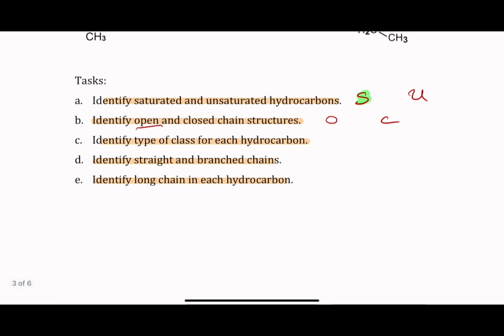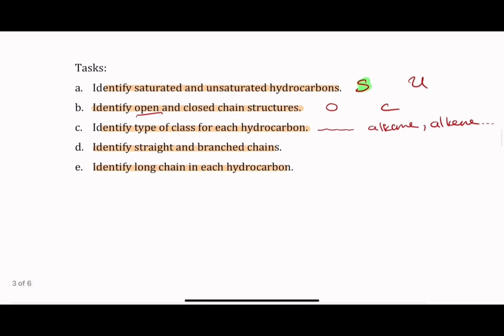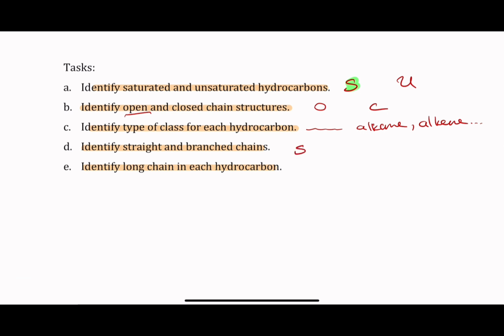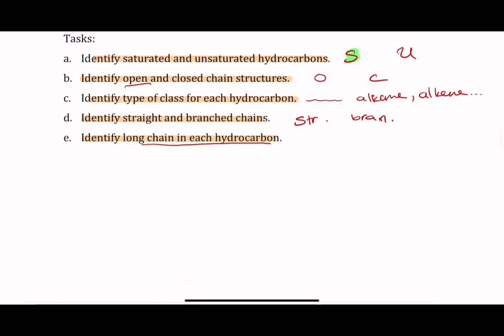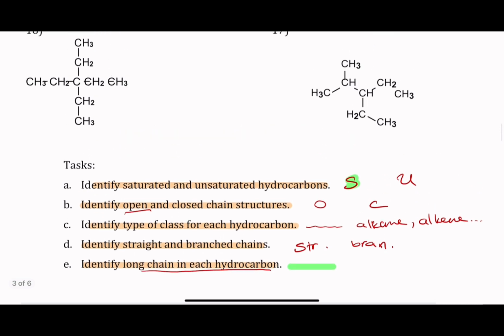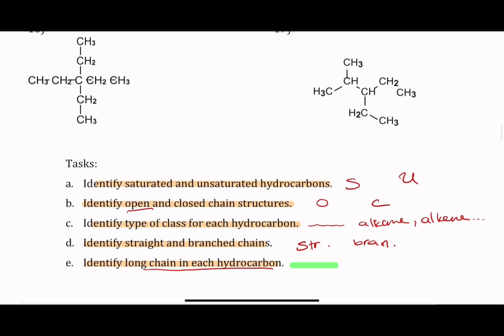Identify the type of class for each hydrocarbon. So we're going to write the name, like alkane, and so on. And then for straight and branched, we're just going to write straight, and we'll say branched if it's branched. Identify the longest chain on each hydrocarbon. So the longest chain we're going to identify with this color. Okay, so let's do this one. So straight is like this.